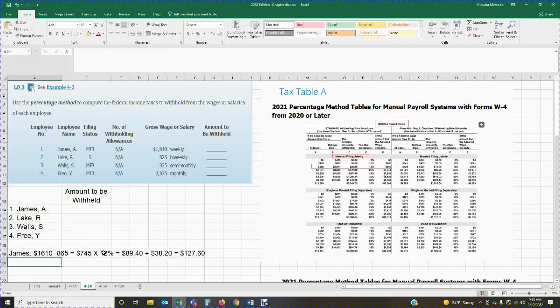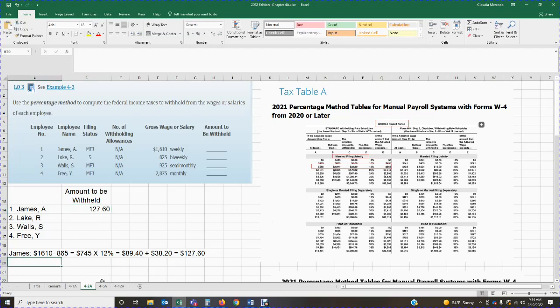Once you get that dollar amount, you're going to multiply it by the next item on the tier, which is the percentage, that 12%. So 745 times 12% gives me taxes of 89.40. Then I'm going to add the next number on the table, which is a tentative amount to be withheld of 38.20. You add that to your tax amount of 89.40, and that will give me your total withholdings for federal income tax of 127.60. That is the amount that we're going to withhold. So it's just a matter of going to the table, locating it, and then working backwards.